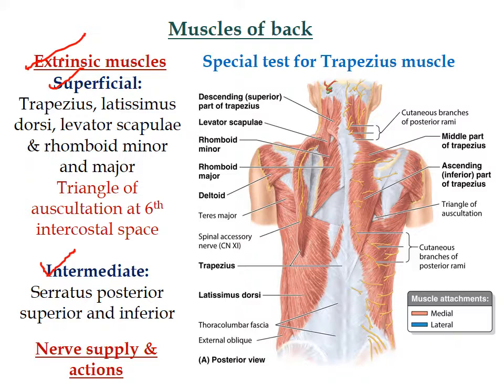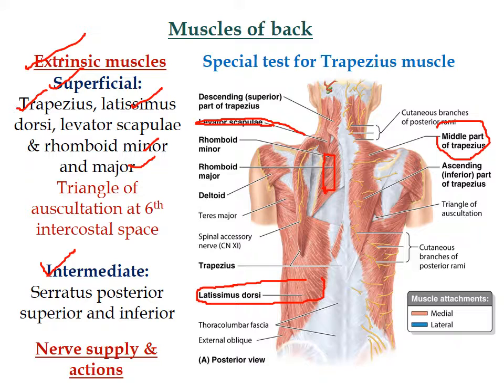Now we will talk about the extrinsic muscles. What are they? The extrinsic muscle superficial group has the trapezius. You can see here, this is the trapezius muscle. Then latissimus dorsi, this is the latissimus dorsi. Levator scapulae, you can find this is the levator scapulae. Rhomboides major and minor, this is rhomboides major and minor. This is considered to be the superficial group.